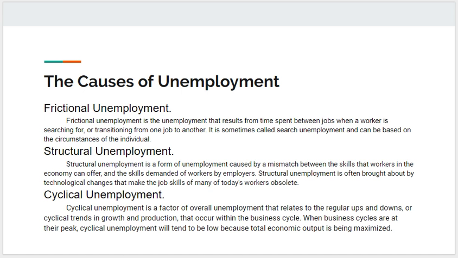So it may be caused by the development of technology. And cyclical unemployment is a factor of overall unemployment that relates to the regular ups and downs, or cyclical trends in growth and production that occur within the business cycle. So I like to say it's just a business rule. It just happens all the time.